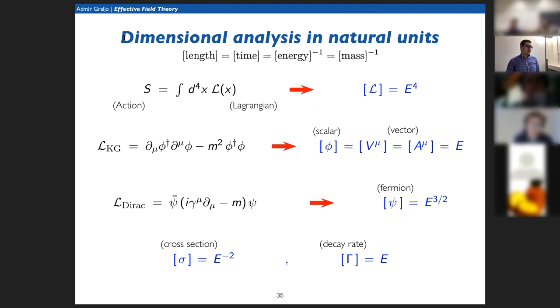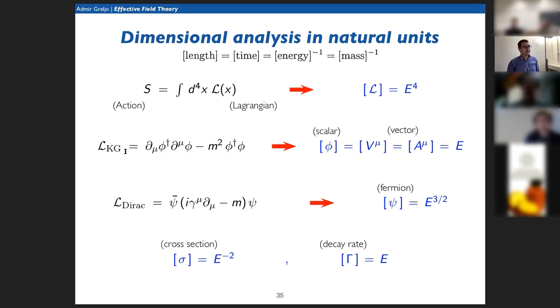So the first thing one does is actually to do dimensional analysis in natural units. In natural units, everything can be expressed in terms of the energy scale. The length and time are just the inverse energy. So for example, the action doesn't have a unit. These are the basic relations from dimensional analysis, which means that the Lagrangian density in four dimensions has a unit of energy to the power of four.